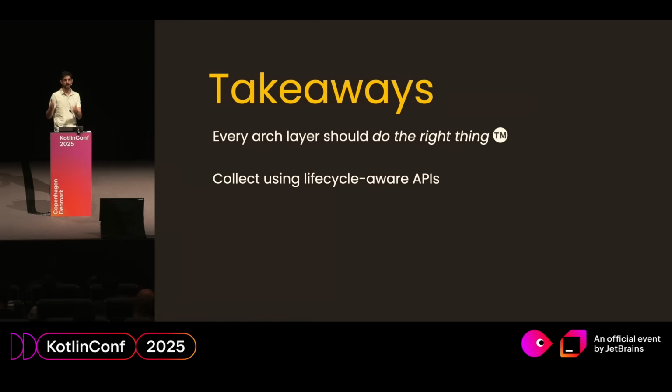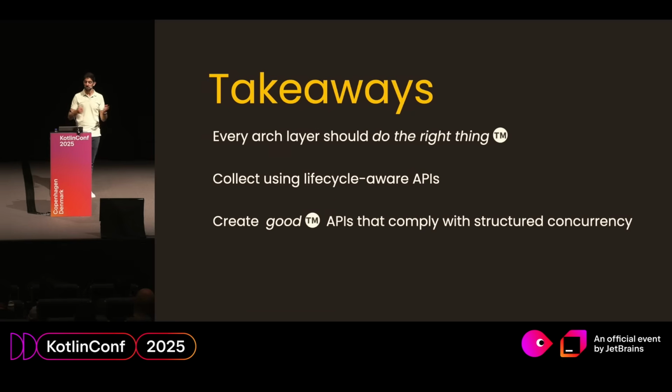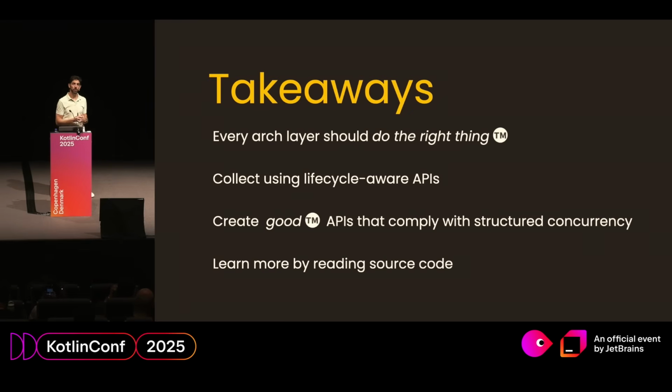Then, obviously, this is the point of the talk: collect using the lifecycle-aware APIs. You've seen it's quite easy. In Jetpack Compose, just use collectAsStateWithLifecycle, also available in Compose Multiplatform, so why not? Create good APIs that comply with structured concurrency. That's really, really, really important. And then if you want to keep learning, definitely read source code written by others, for example from the library as well. There are many gems inside that you can learn from.